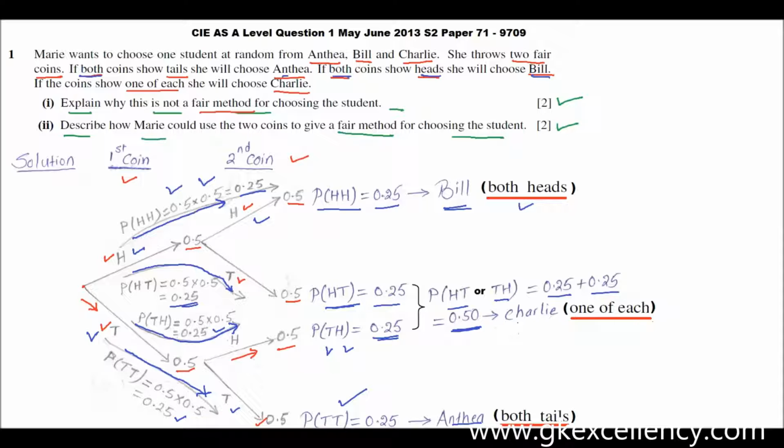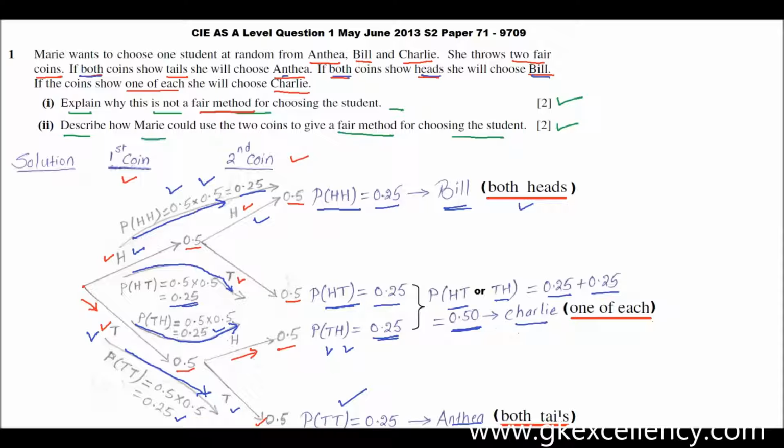So the Charlie, if one of each, meaning the first one could be head or tail, I can choose Charlie. Or if the first one is tail and the second one is head, again I can choose Charlie. So I'm adding it all together. And from the tree diagram itself, you can see this is not a fair method. Why do I say this? Because you can clearly see the chances of choosing Charlie is always 50% here.